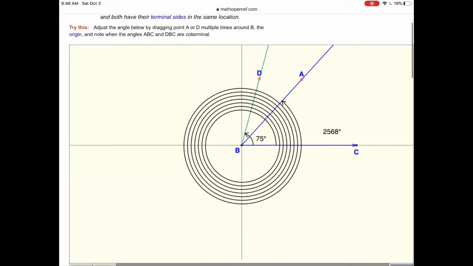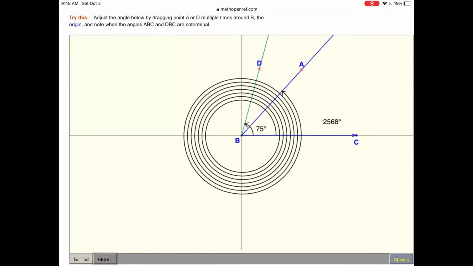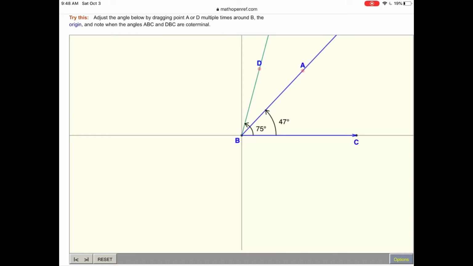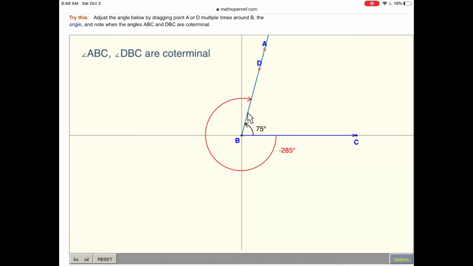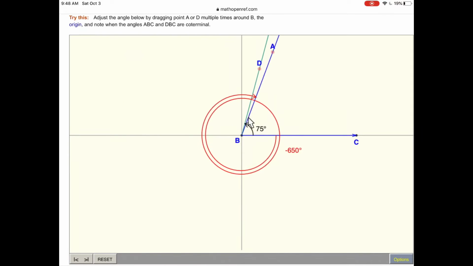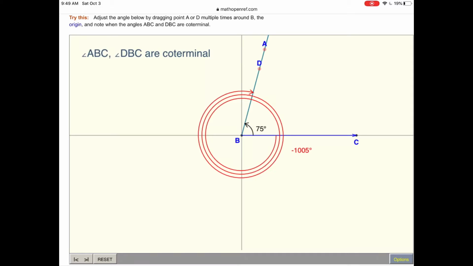What I'm going to do is reset this, and we can also realize that if we go in the negative direction, we get coterminal angles. So that one's also coterminal. A negative 285 degree angle is coterminal to a 75 degree angle. And again, we can find many of them. So if we're working in degrees, to find coterminal angles, you can add or subtract multiples of 360, because 360 degrees is one rotation. So we can add or subtract multiples of 360 to get coterminal angles.